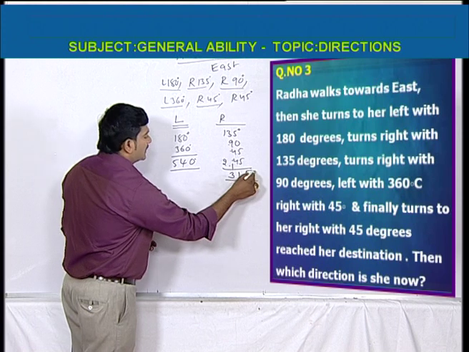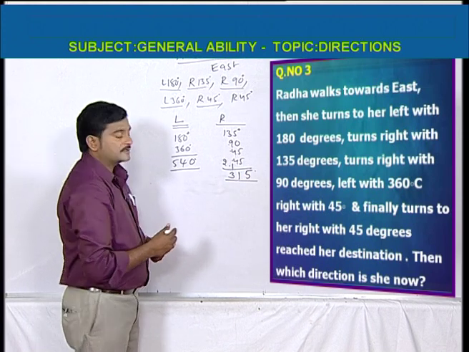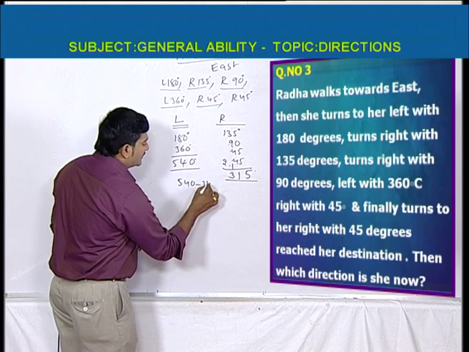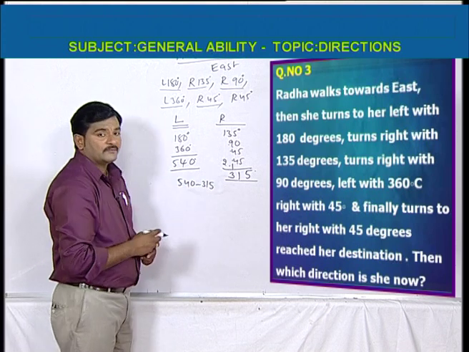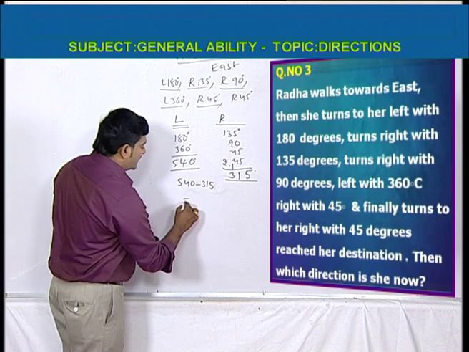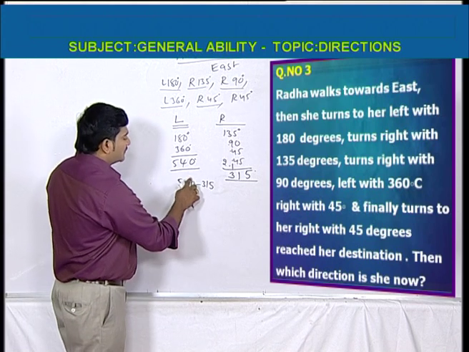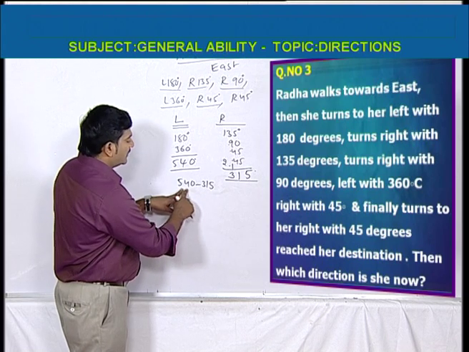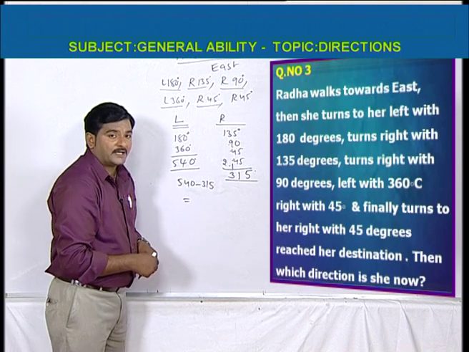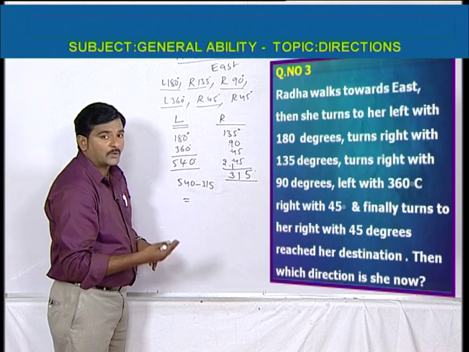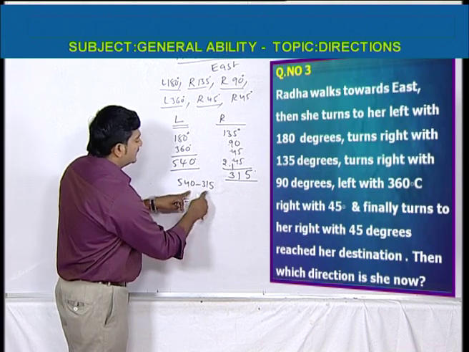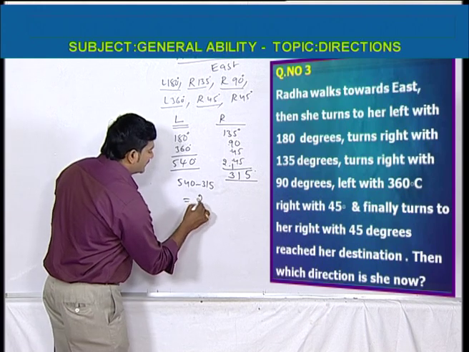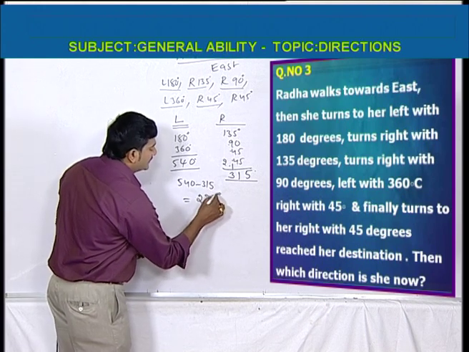Now you have to find the difference between these two angles. So 540 degrees minus 315 degrees. Okay, without using pen and paper we'll simplify this. Forget about 40 and 15. 500 minus 300 means 200. And 40 minus 15 means 25. So 200 plus 25, you are getting 225 degrees, right?